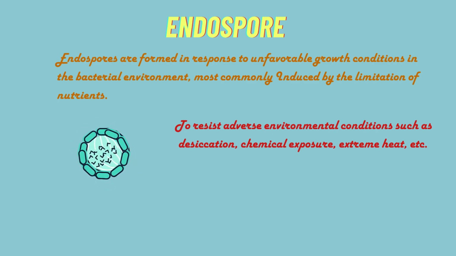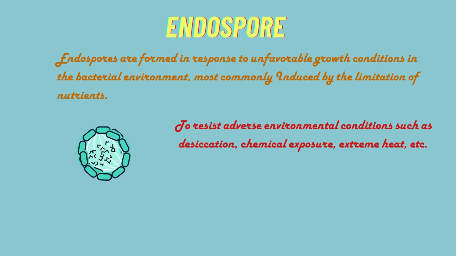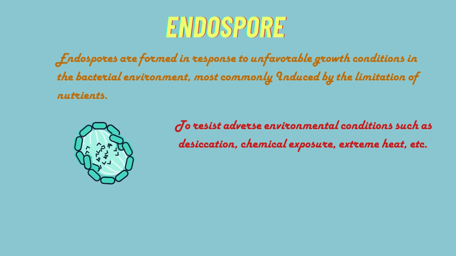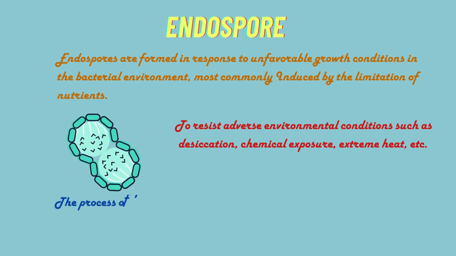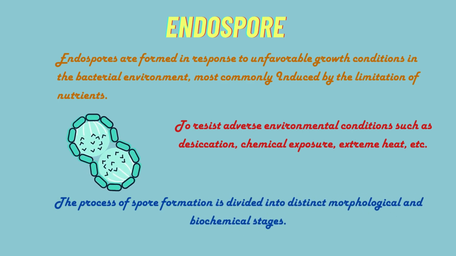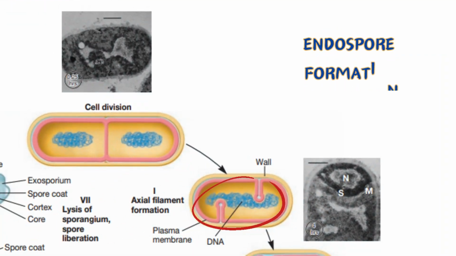Sporulation, however, is not the first response of the bacterial cell to nutrient depletion. Only if these mechanisms fail to provide enough nutrients for continued vegetative growth, the cell commits to the sporulation pathway. The process of spore formation is divided into distinct morphological and biochemical stages. Endospore formation is a complex process and may be divided into 7 stages.